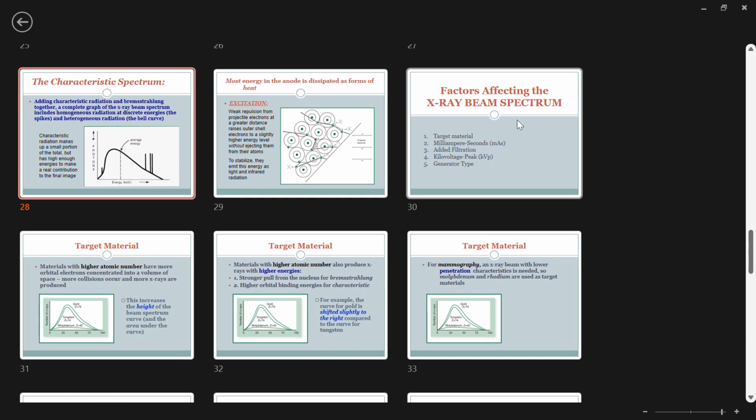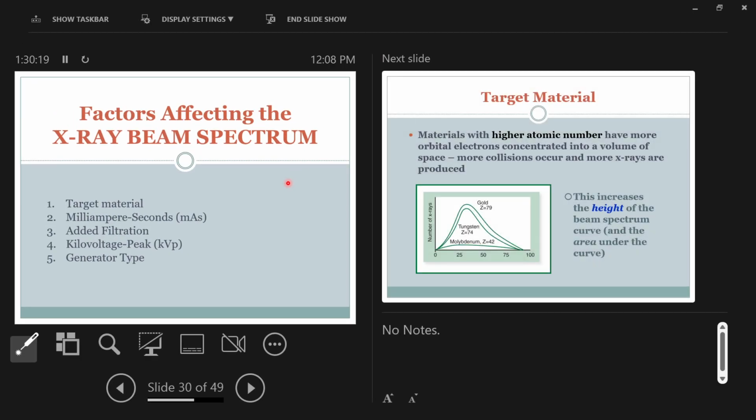So here are things that can affect how the X-ray beam is produced. The X-ray beam spectrum. Now the X-ray beam spectrum is the range of energies that will be in the X-ray beam. The target material will change the X-ray beam. We just said if you use molybdenum versus tungsten, you're going to produce different characteristic radiation. Your Brem's bell curve will be shifted to lower energies, okay?